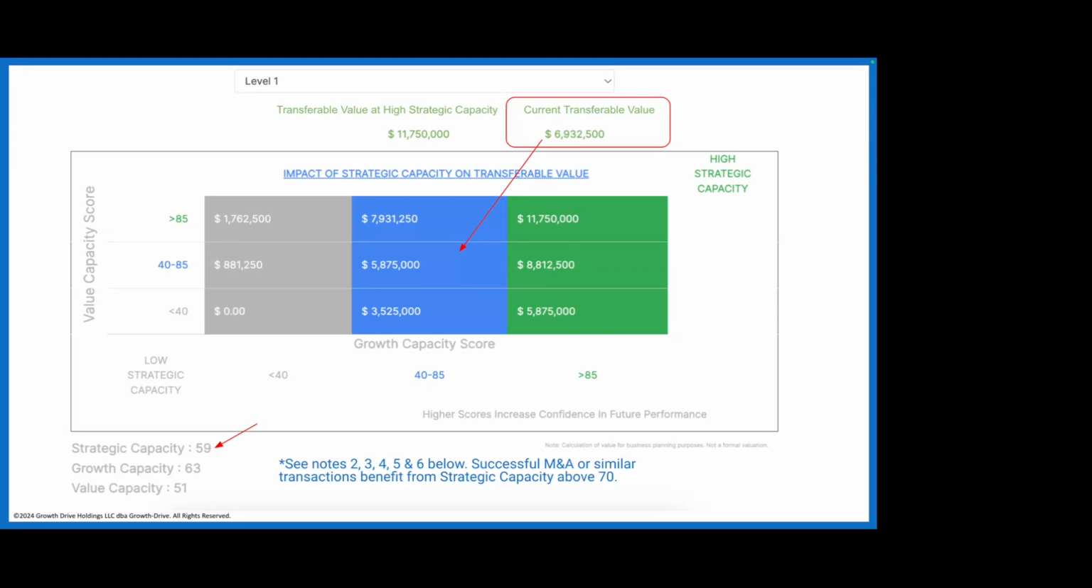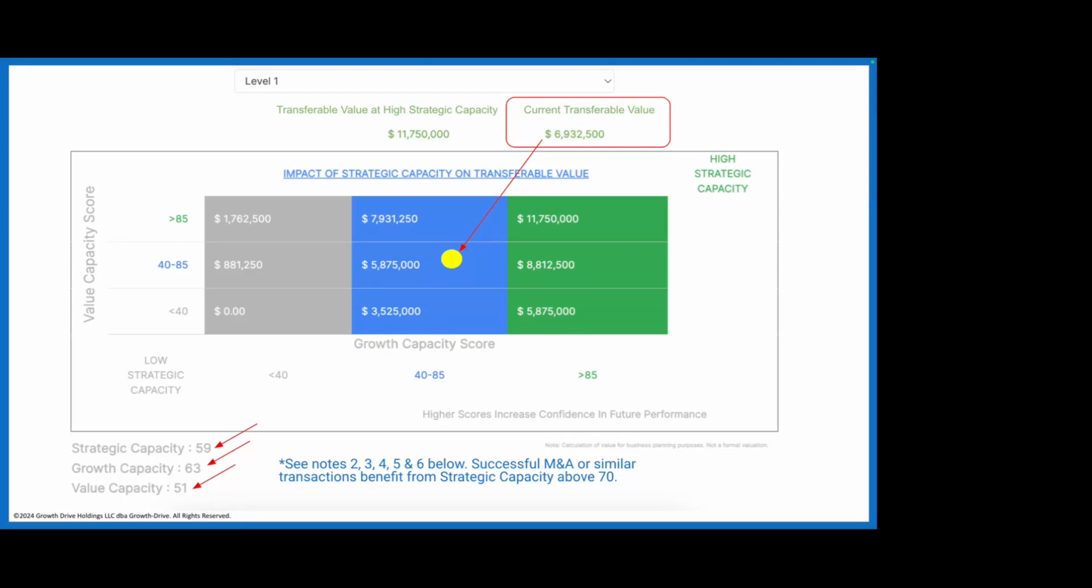So this business has strategic capacity of 59, representative of the upper end of the middle market or pre-middle market. Now, strategic capacity has two components: growth capacity and value capacity. Let's triangulate those. Let's plot those on this chart. If we have growth capacity on our x-axis and value on our y, where does this business end up? 63, 51. It ends up about here. That is the transferable value of the business.